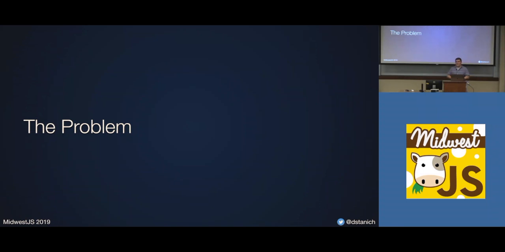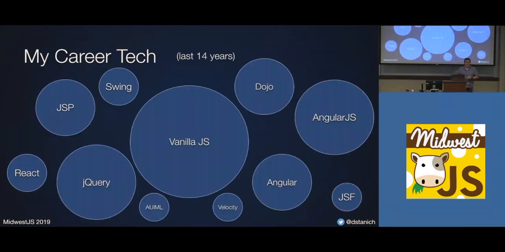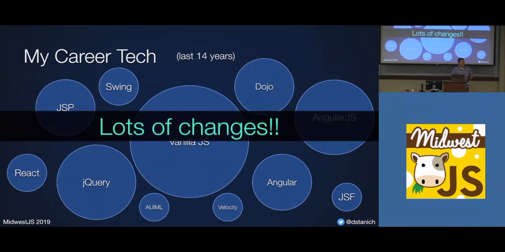So what I'm going to start with is a problem, and the problem is illustrated by this. This is my career UI framework history, the last 14 or so years. This is both desktop and web app technologies that I've used to build UI-based applications, and the size of each bubble is how long I used it. So what's the problem? There are way too many changes here. This is only about 3 companies and maybe 4 projects, and we're somehow using all these bubbles.